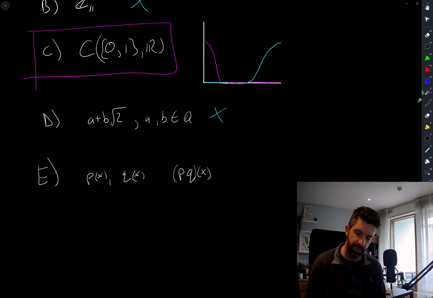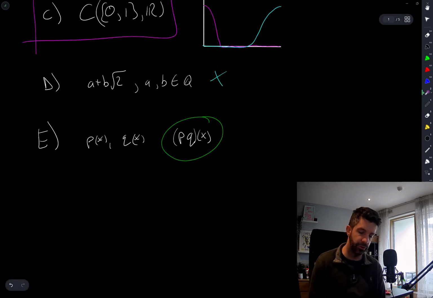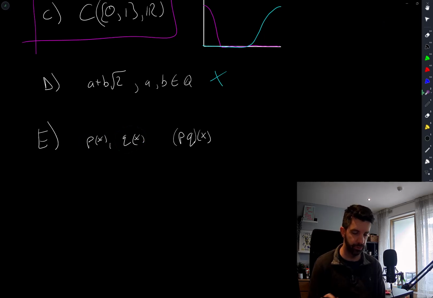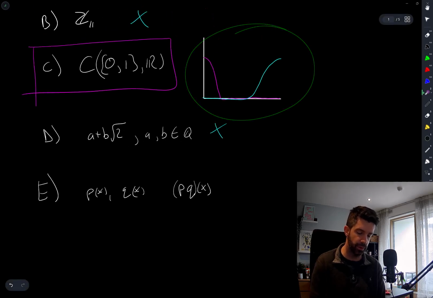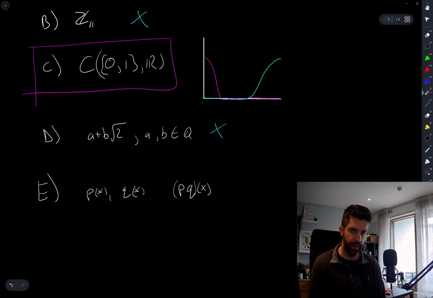Well, maybe an easy way to see this, if this is identically 0, then this is 0 for all values of x. But if this is 0 for all values of x, then either P or Q must be 0 for all values of x. We can't have this situation here where it's 0 for some values and non-zero for others, because there's a finite number of roots for both of these. So when you multiply them together, you still have a finite number of roots. The only way you get an infinite number of roots is if one of the original polynomials had an infinite number of roots. So that one's also wrong.